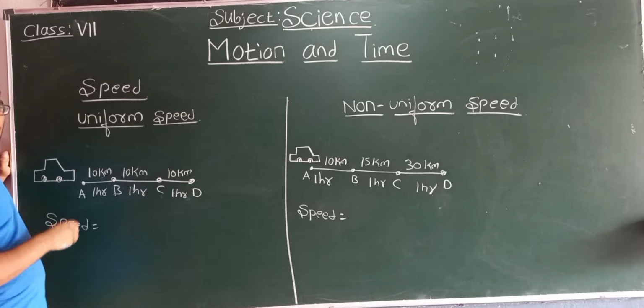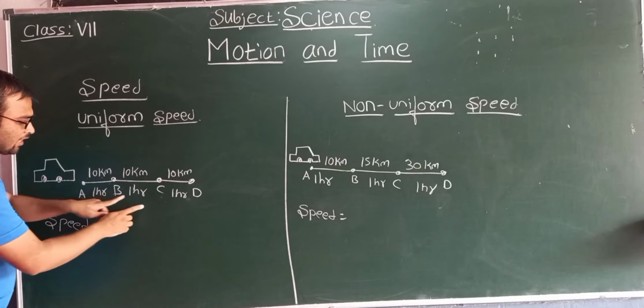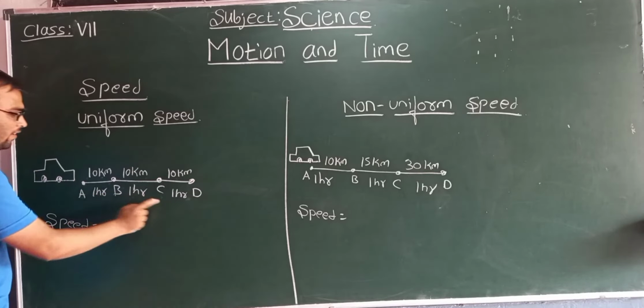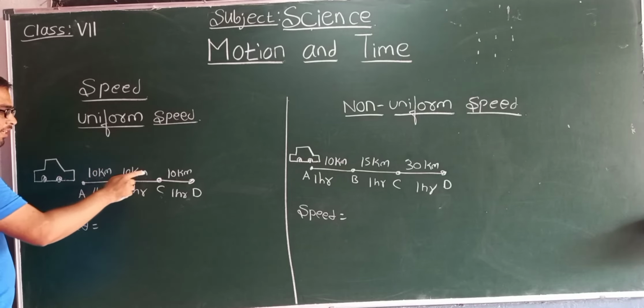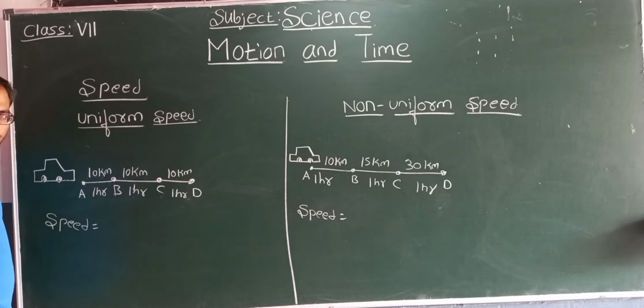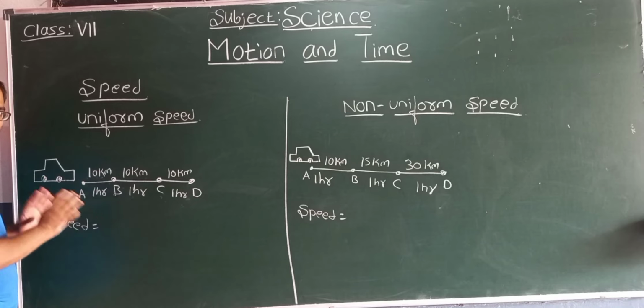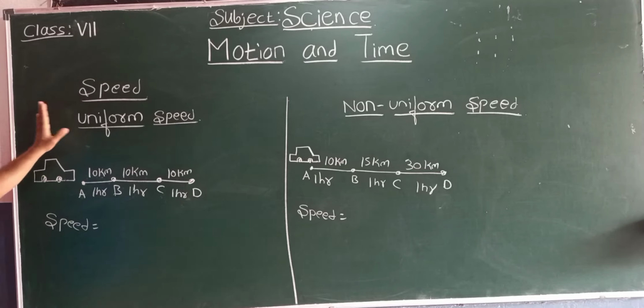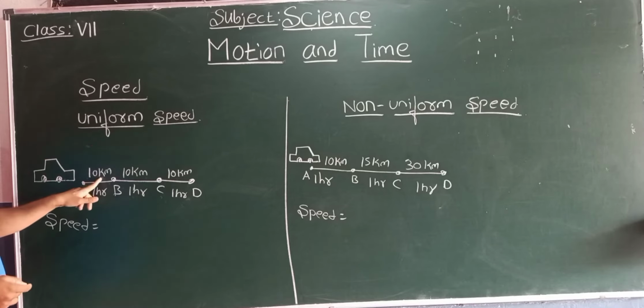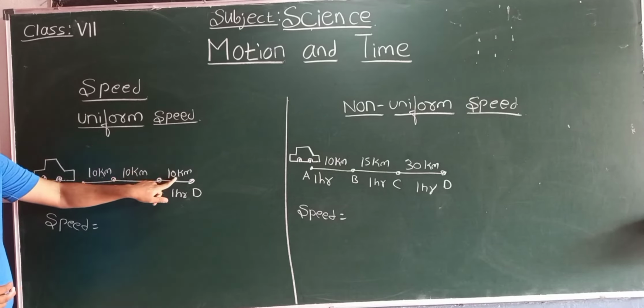Okay, now look at here, students. In each hour the car is traveling a distance of 10 kilometer. Then this kind of movement or speed is known as what? Uniform speed. Why uniform? Because in each and every hour it is covering a distance of 10 kilometer.